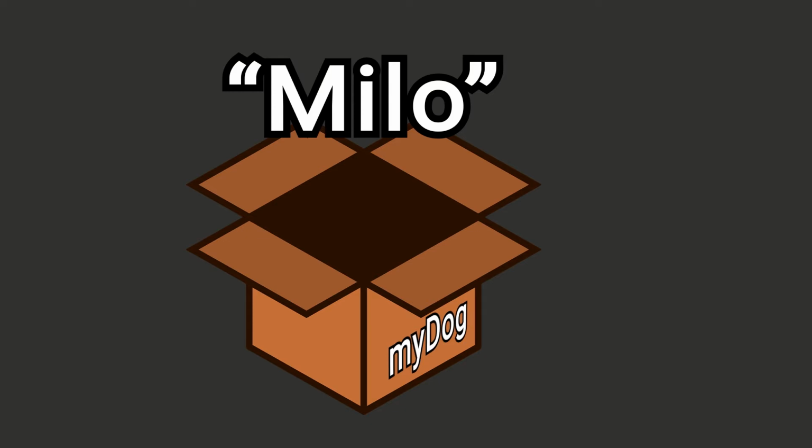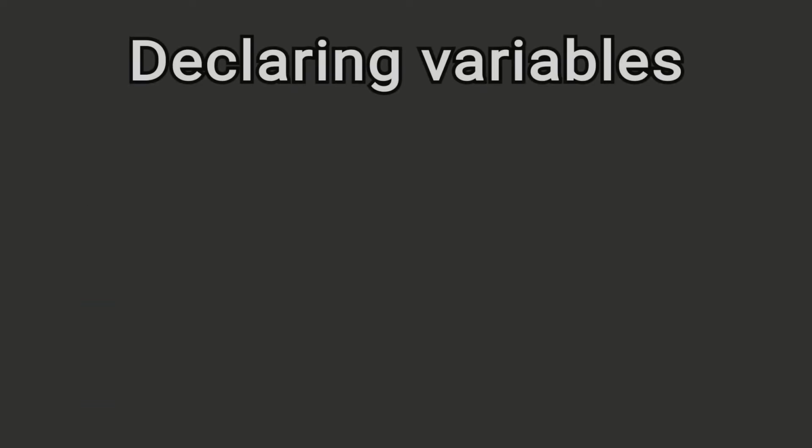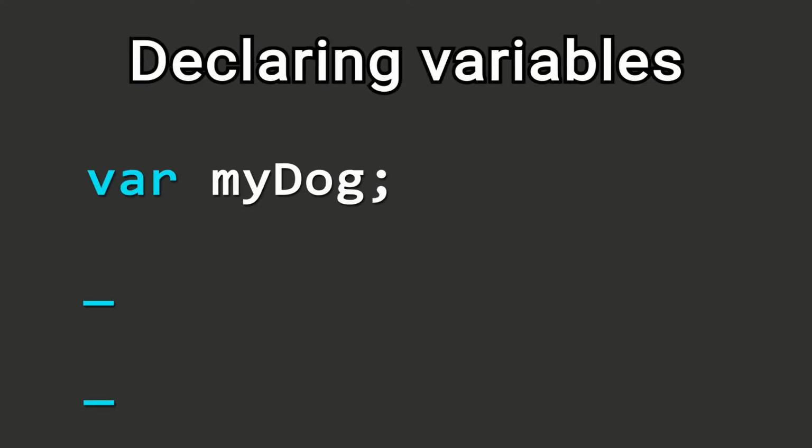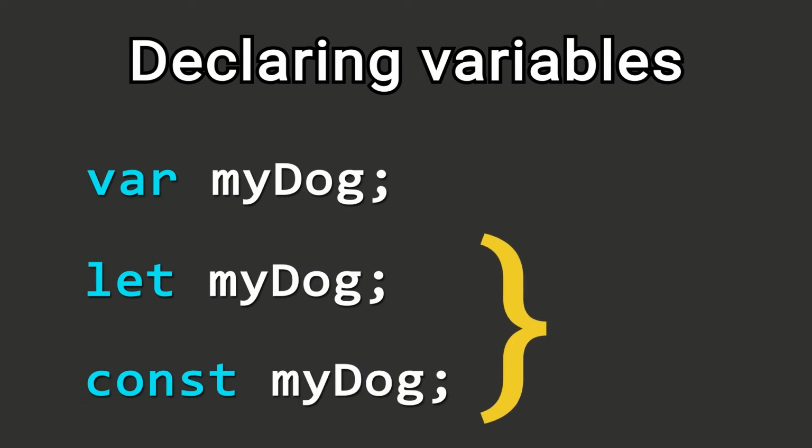Before we can use variables, we have to create them. Creating a variable in JavaScript is called declaring a variable. There are three keywords that we can use: var, let, and const. We will cover the differences between them in a separate video.